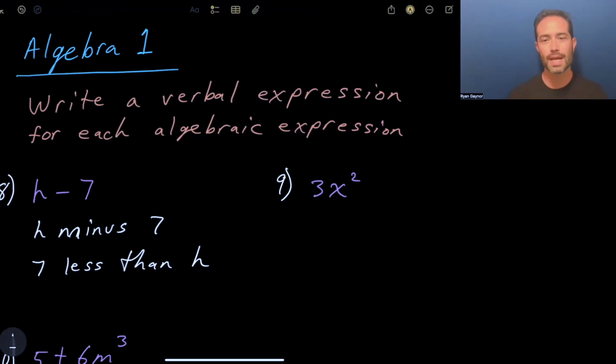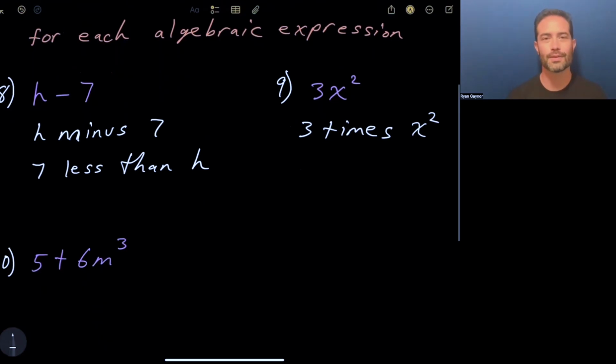All right, let's go to the next example. The next example says 3x squared. Well, if you remember back when you were first learning this, when you put numbers and letters next to each other, it means multiplication. So it actually says 3 times x squared. Okay, so we can write that out. 3 times x squared. Okay, very good. Let's go to the next one.